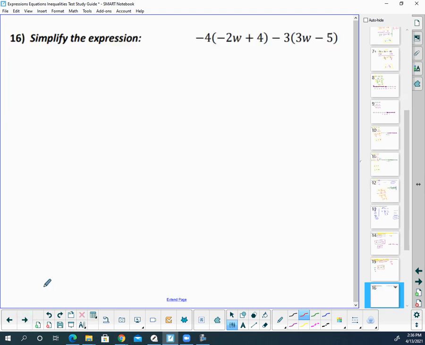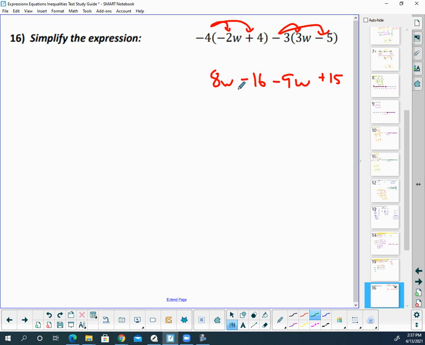This expression, we just need to simplify. So we need to distribute to get rid of the parentheses. So -4 times -2 and -4 times +4. Then we do -3 times +3 and -3 times -5. So let's get our different terms together. -4 times -2 is +8W. -4 times +4 is -16. -3 times +3 is -9W. And -3 times -5 is +15.